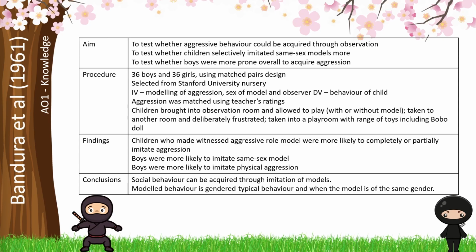When we're thinking about the aims, we obviously want to talk about this being acquired through observation, but also testing whether children would imitate a same-sex role model. You can include that final aim, but 2 is enough for you to access marks.